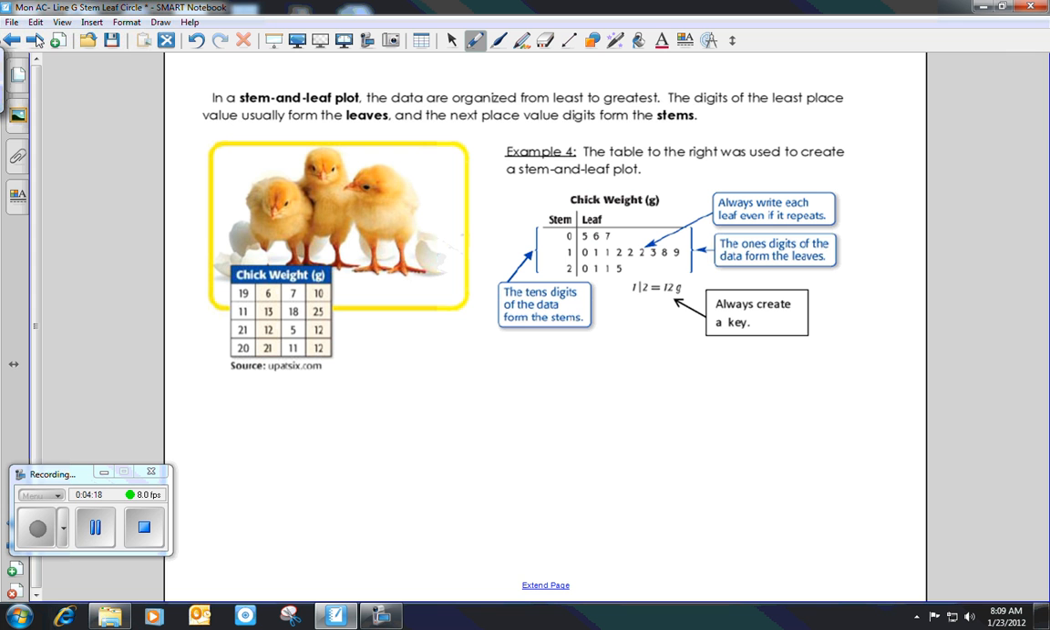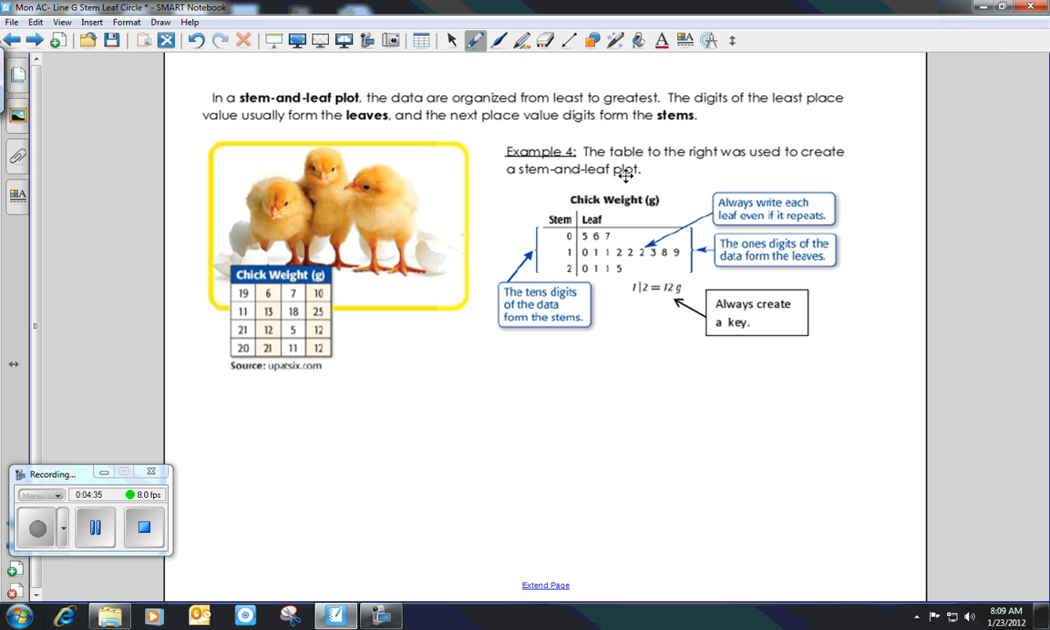Now we're going to talk about stem and leaf plots. We're going to use a table like this to do our stem and leaf. And if you look over here, it says chick weight, and that is a data table right there. And then you're going to take your data table and put it into a stem and leaf plot.